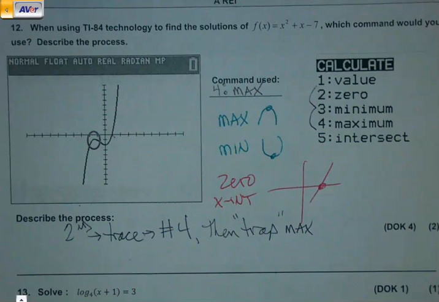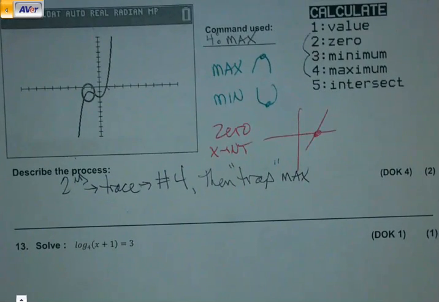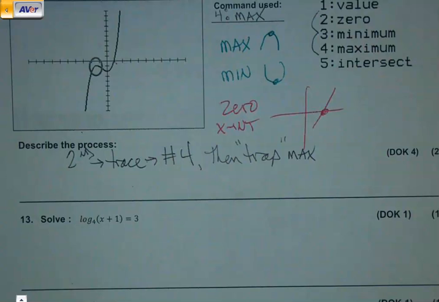But otherwise, just go ahead and tell me you're trapping that point in and how to get there. That's it. Okay? No math, nothing you have to do with the calculator, just a little descriptor. Yep. Whatever you see here, you're going to see it tomorrow.